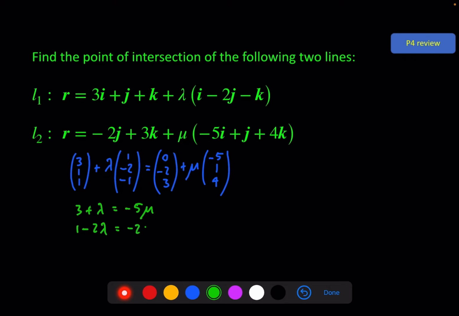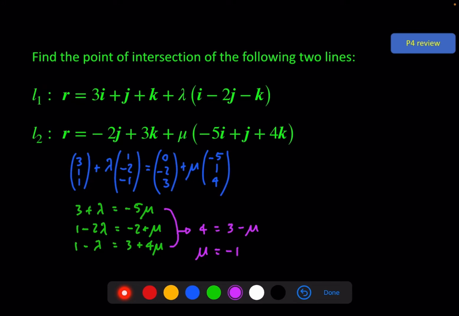For j, this. And for k, this. Now to make this easy for myself, what I'm going to do is combine these two, because if I add these two together, lambda disappears, and I get 4 is equal to 3 minus mu, which gives me a nice easy solution that mu is equal to -1.